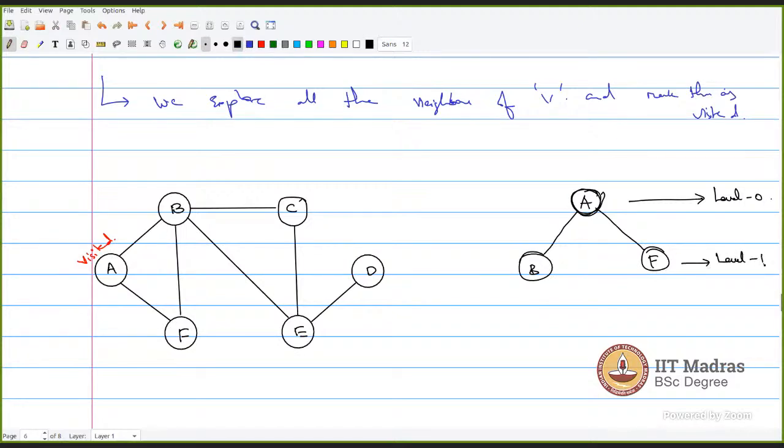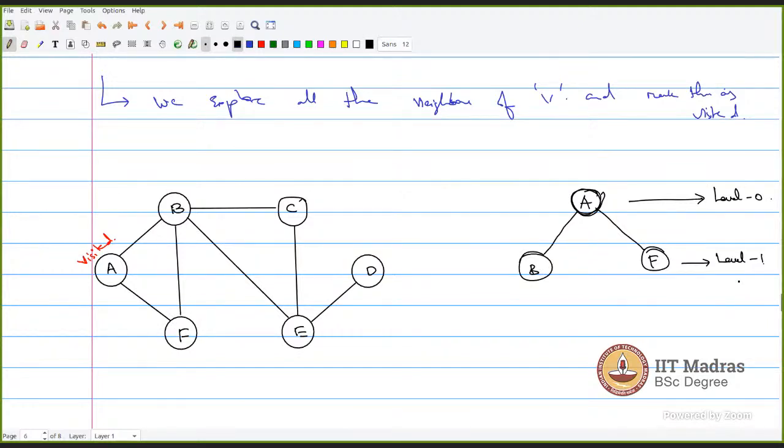Level 1 denotes that whatever vertices are in level 1, those are one distance far from vertex A, the root vertex, in terms of edges. You see here, in order to reach from A to B, I should take only one edge, that is AB. So the distance from A to B is 1. And the distance from A to F is also 1. I require only one edge. So B and F come in level 1.